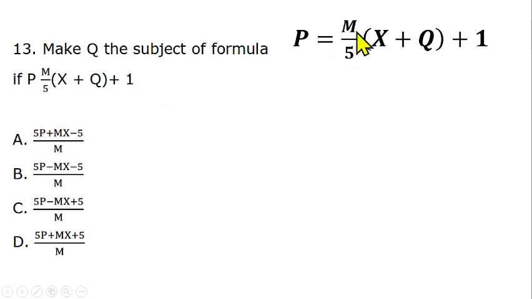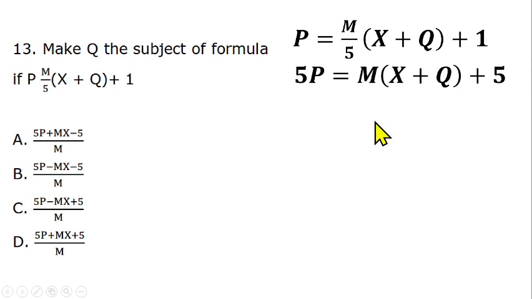So we have p equals m over 5. There's a typographical error here as well. So we have p equals m over 5 into s plus q plus 1. So we have to make use of the formula. What do we do first?